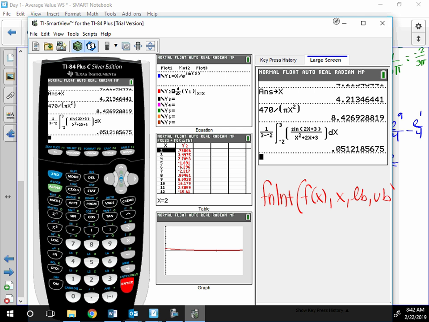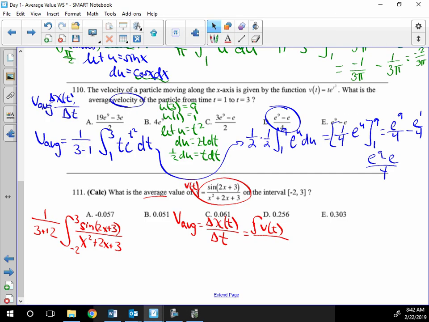Did you guys get 0.05125675? You got what? The answer. Okay. Questions with that? It's really not supposed to be that bad of a topic. All right, let's look at the next one. Number 112. It's still the same concept, but they're asking for average speed now.